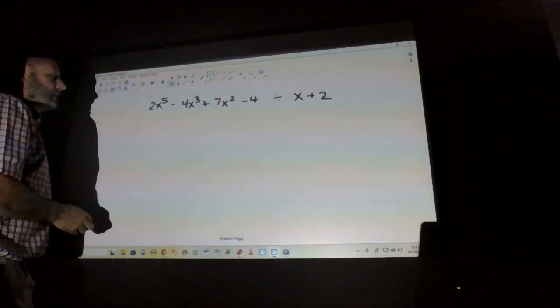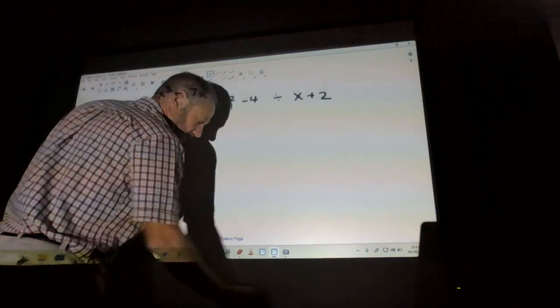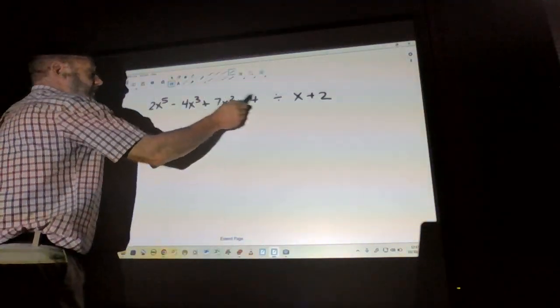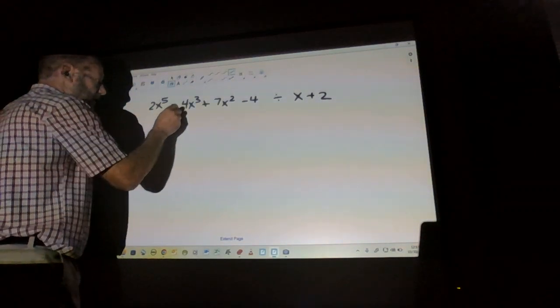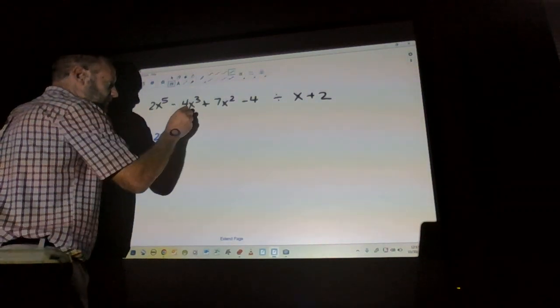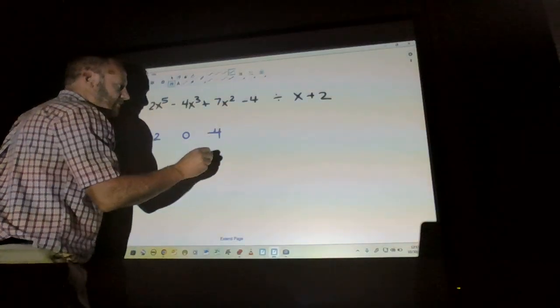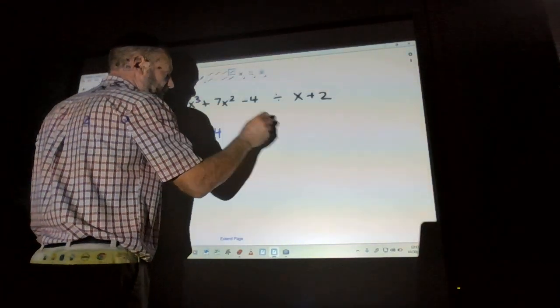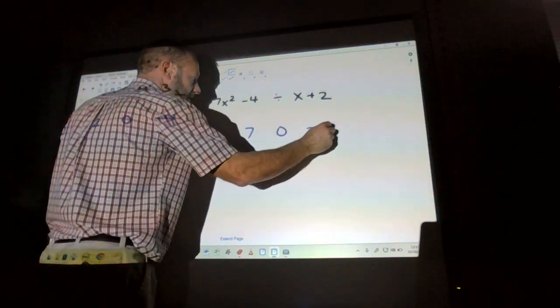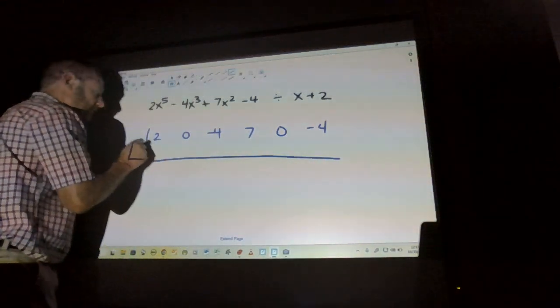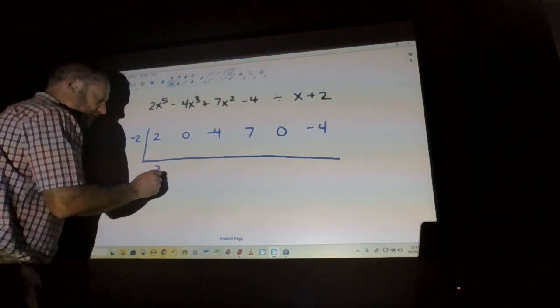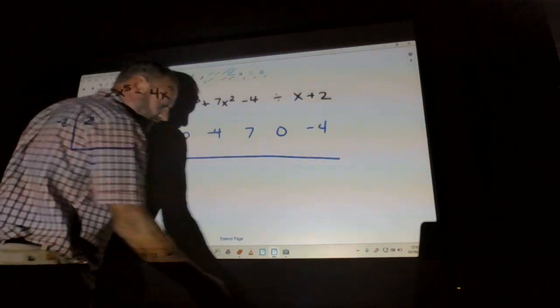Okay, so what am I going to do? I'm going to take this polynomial and write my coefficients. So 2, I don't have an x to the fourth, so I'm going to put a 0. I got an x to the third, that's negative 4. X squared is a 7. I don't have an x term, that's going to be a 0. A negative 4. Over here I'm going to write negative 2. I'm going to drop my 2 down. So why don't you pause the video here, give this a try and see what you get.